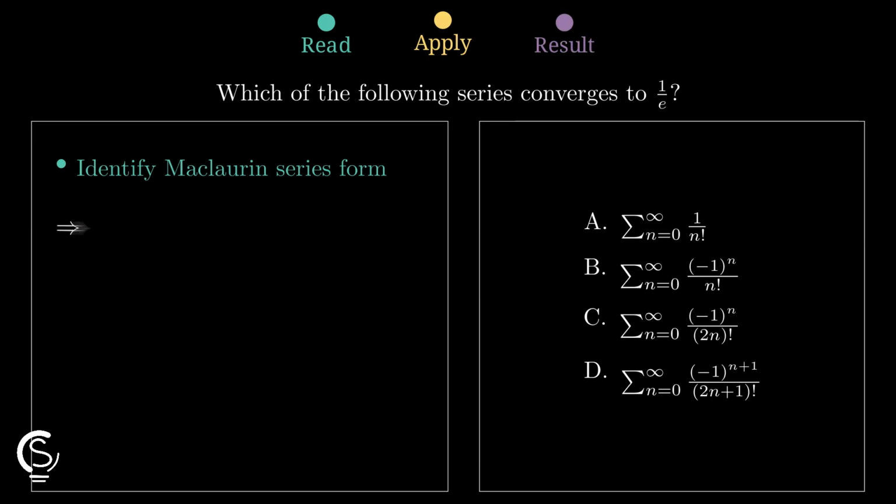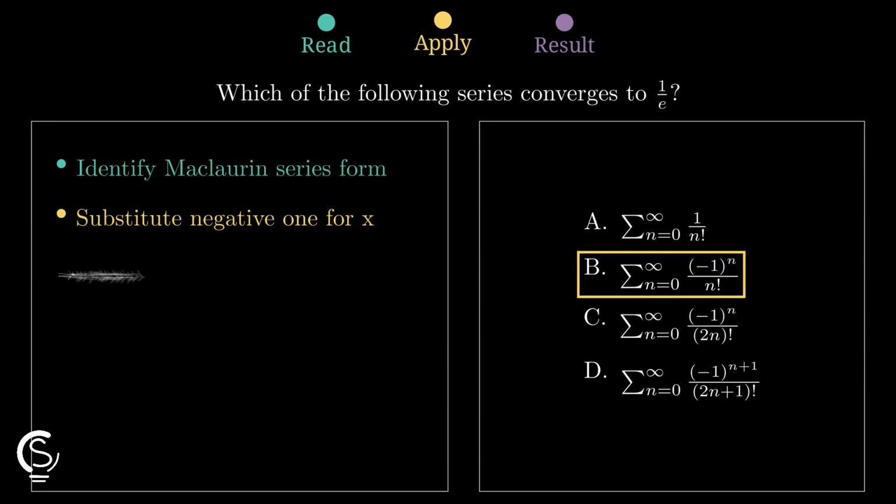This alternating series matches option B. Therefore, option B is the correct choice for this convergence question.